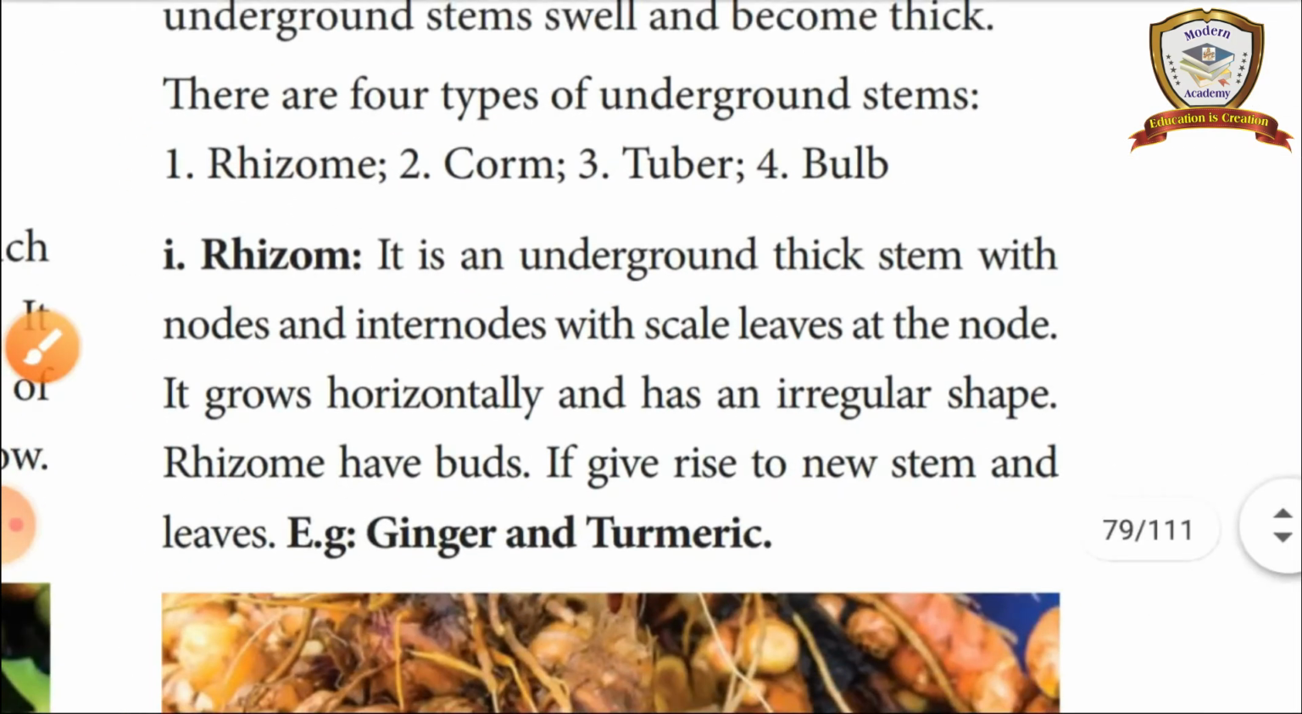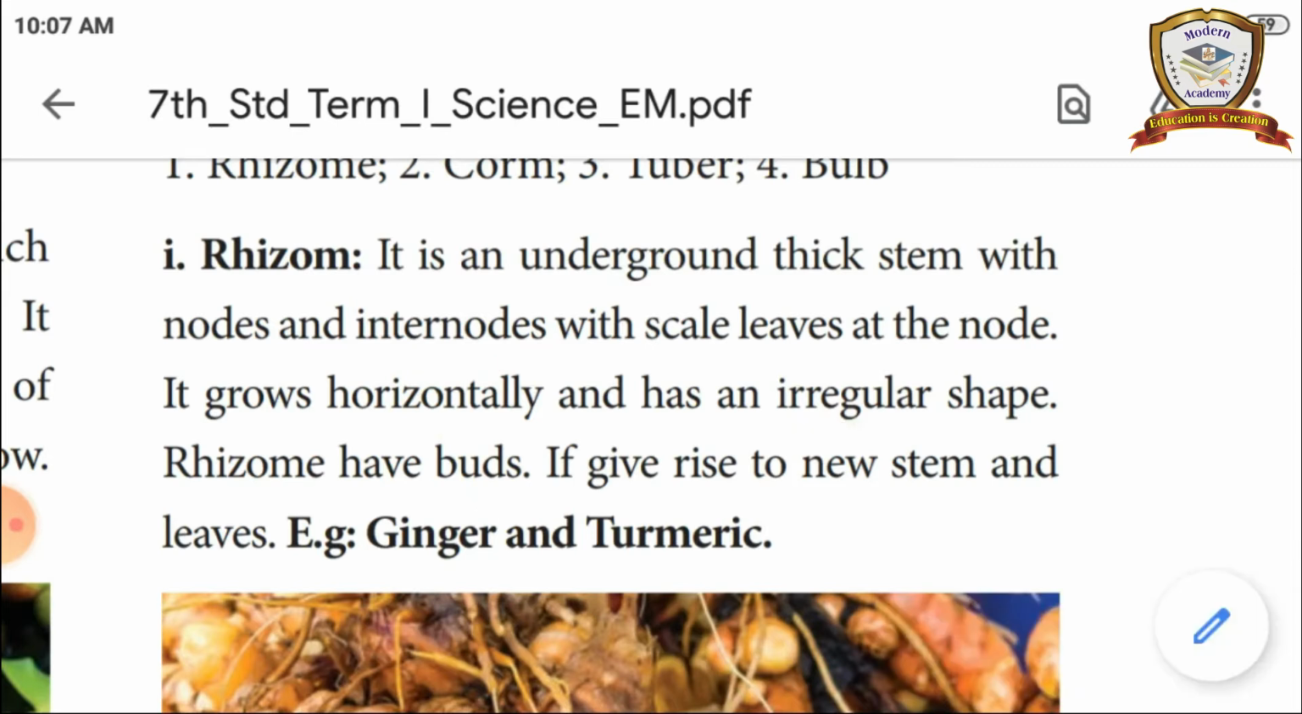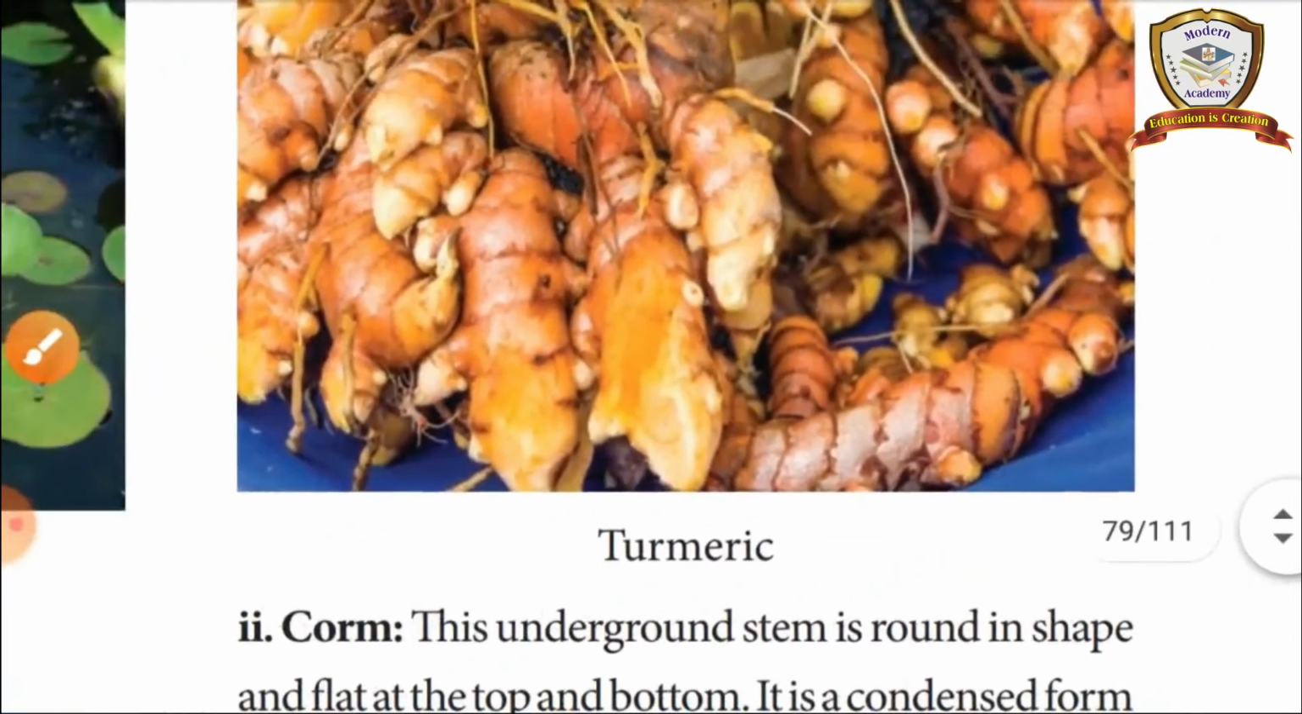The first one is rhizome. It is an underground thick stem with nodes and internodes, with scale leaves at the node. It grows horizontally and has an irregular shape. Rhizomes have buds that give rise to new stems and leaves. Examples are ginger and turmeric. Their stems are completely buried under the soil, and they grow horizontally. It does not have a proper shape. Like this.